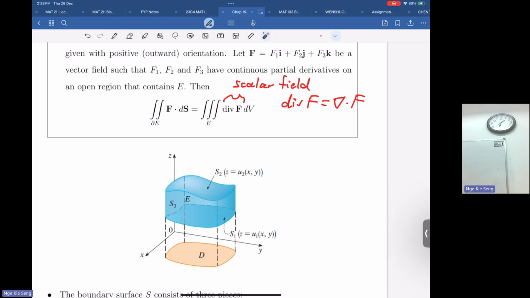So Stokes' theorem relates a line integral to a surface integral, and the divergence theorem relates a double surface integral to a triple integral. You go up one dimension. This is the parallel between Stokes' theorem and the divergence theorem.